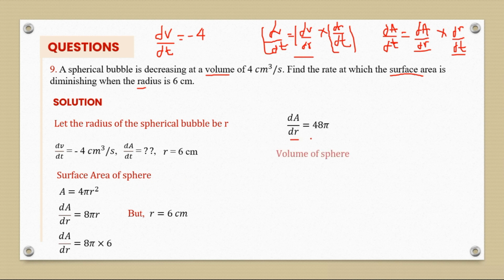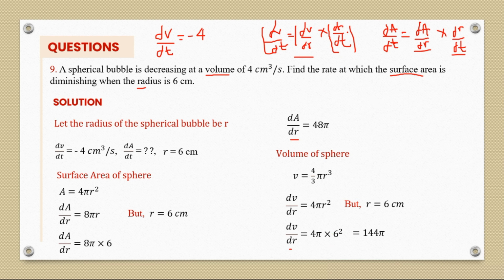Now next, let's solve for the volume of the sphere. So the volume of the sphere is equal to 4/3 πr cubed. So we're going to have dV/dr being equal to that when we differentiate, so it shall be equal to 4πr squared. And then remember that r is 6 centimeters, so we'll have dV/dr being equal to 4π times 6 squared, which is 144π.